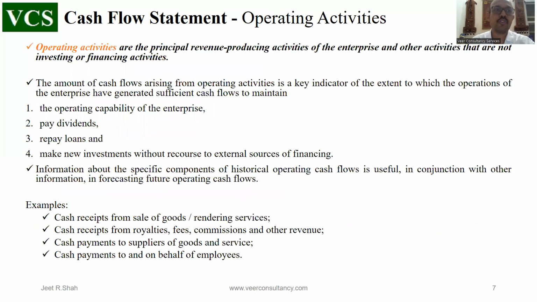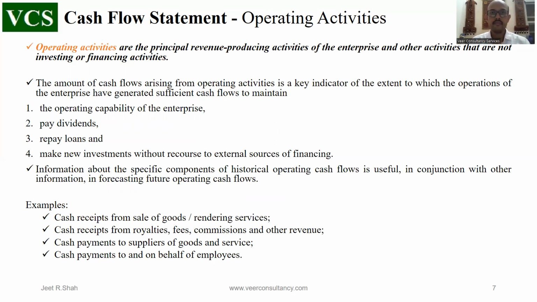So let us understand cash flow from operations in detail. As said, what is operating activity? They are the principal revenue producing activities of the enterprise and other activities which are not investing or financing activities. So the amount of cash flow arising from operating activity is a key indicator of the extent to which the operations of the enterprise have generated sufficient amount of cash so as to maintain the operating capability of the enterprise, so as to pay the dividends, so as to repay the loans, and so as to make new investments without recourse to the external sources of financing.